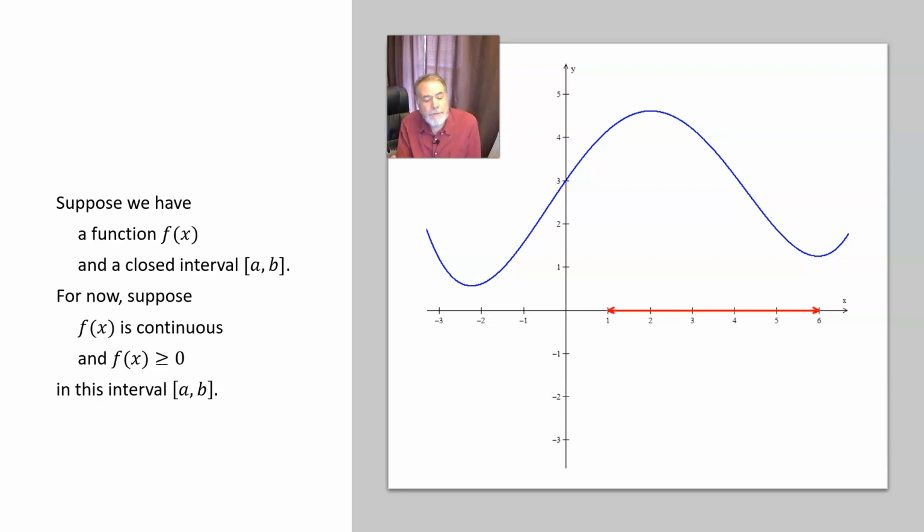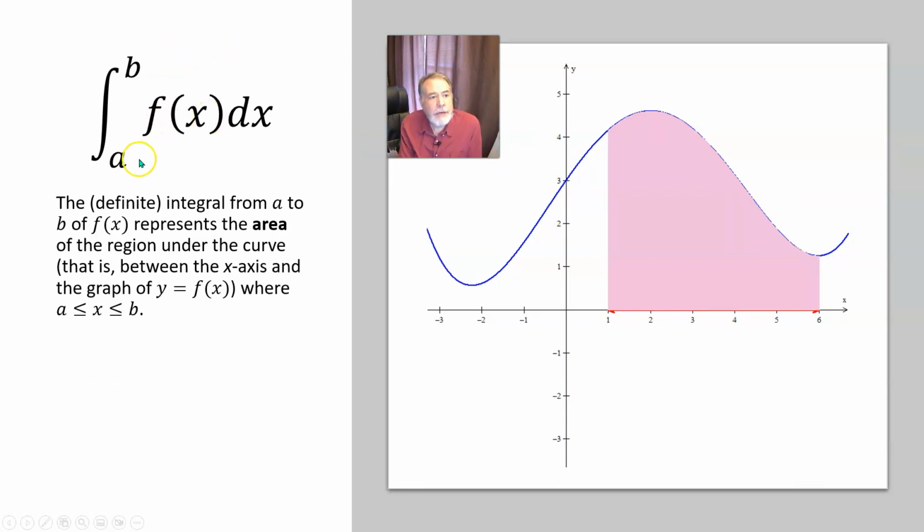The graph of the function is going to look all in one piece, so continuous, with no holes or gaps, and it's not going to go below the x-axis. So the y values are all going to be 0 or greater, putting the points on the graph at or above the x-axis.